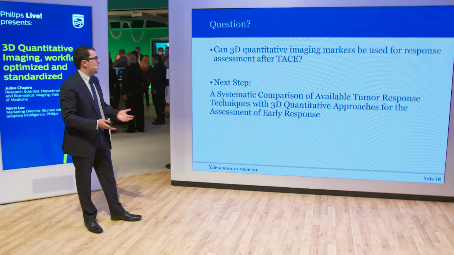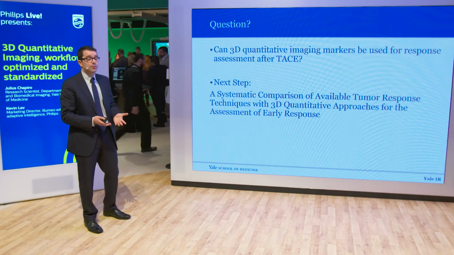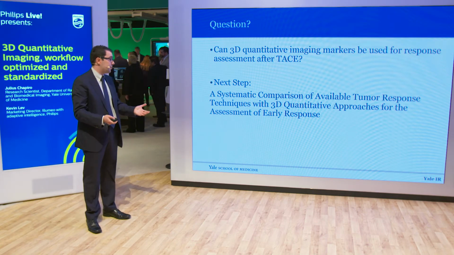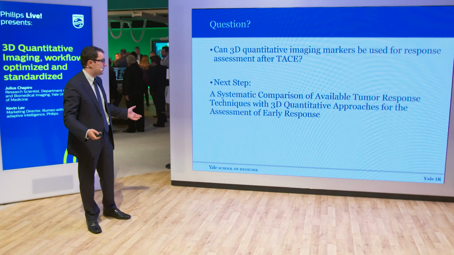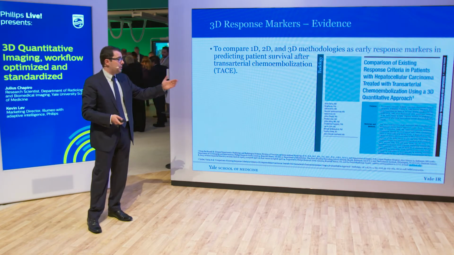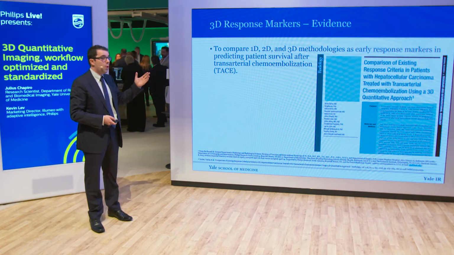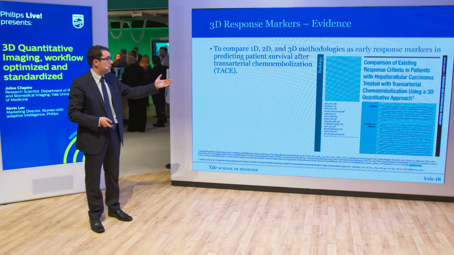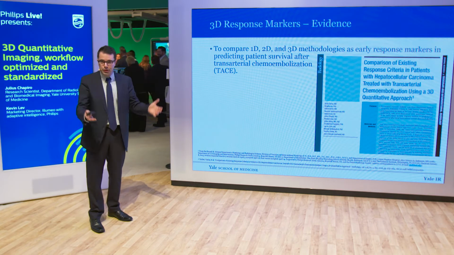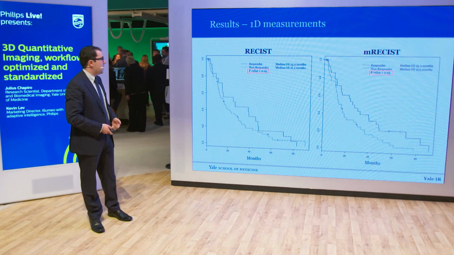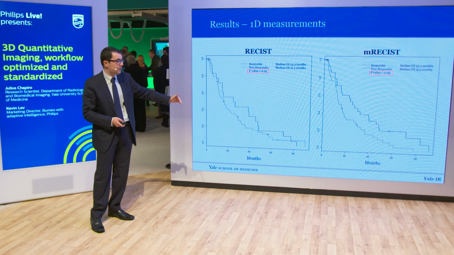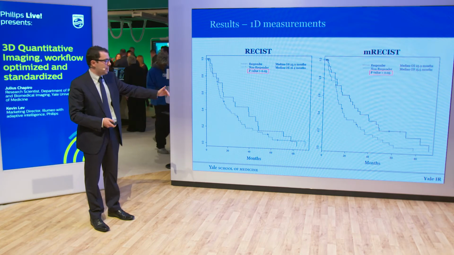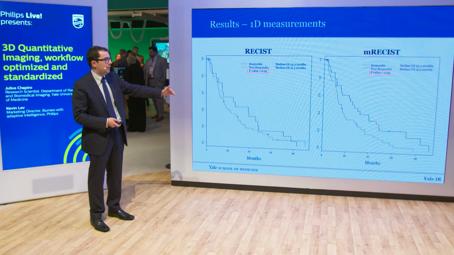The next question that we asked ourselves, can 3D quantitative imaging markers be used for response assessment? And for that, we really needed to go all the way and compare them with all the conventional techniques. And that we did again. We published that in Radiology, and we compared all the 1D, 2D, and 3D technologies as response markers for this particular locoregional therapy. And what happened is that if you look at RECIST and you compare responders versus non-responders after this therapy, tumors don't really shrink that much, and so there is no separation in survival.